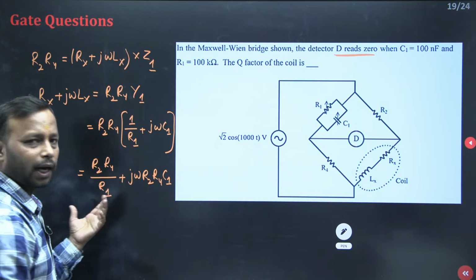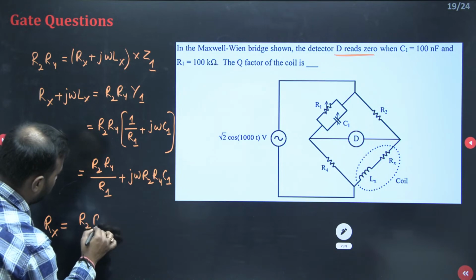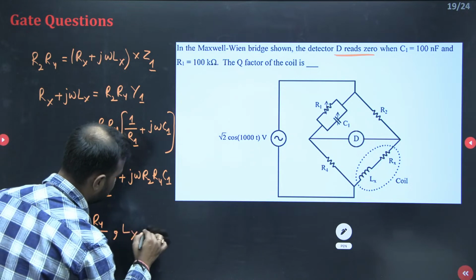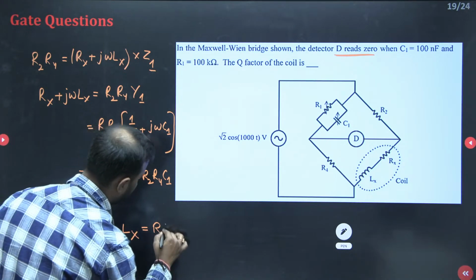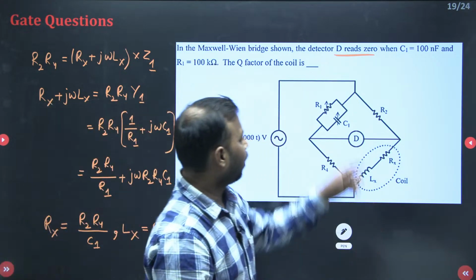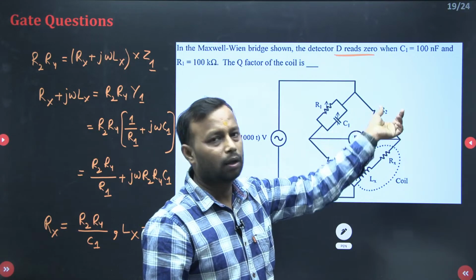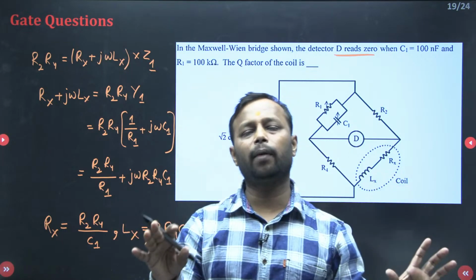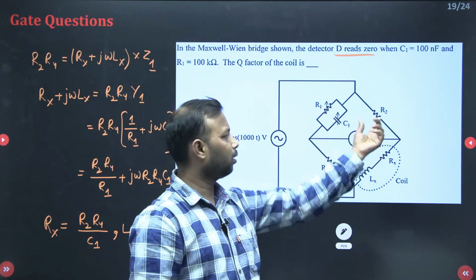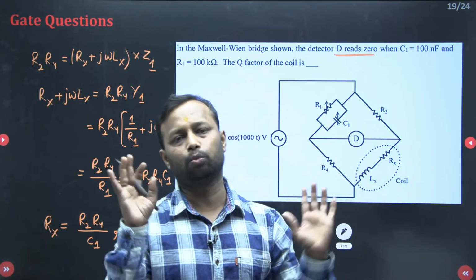Now equate left hand side and right hand side. We get the Rx value as R2 R4 by R1 and the Lx value as R2 R4 C1. Now some may think, sir, shouldn't we have placed R1 and C1 here, and Rx and Lx there? No, we can place any element in any branch. I can place this here, this here, this here and this here. I can place anywhere.